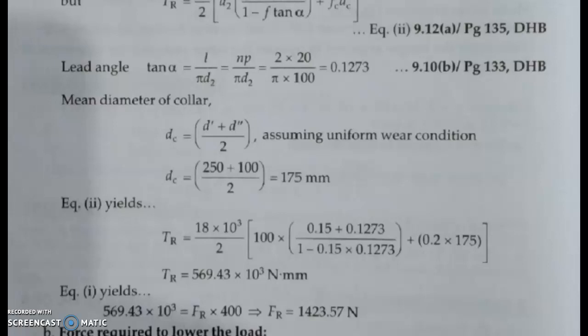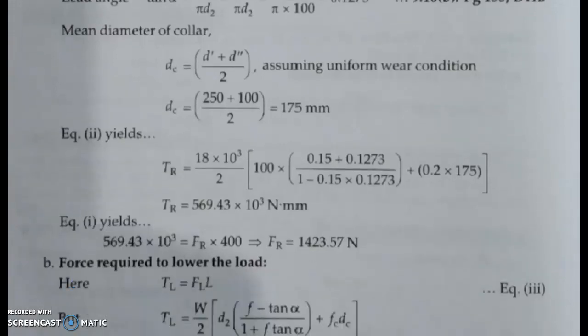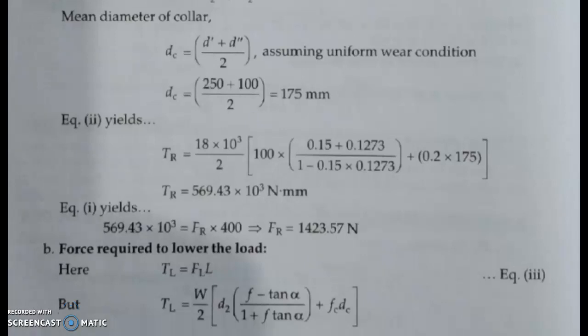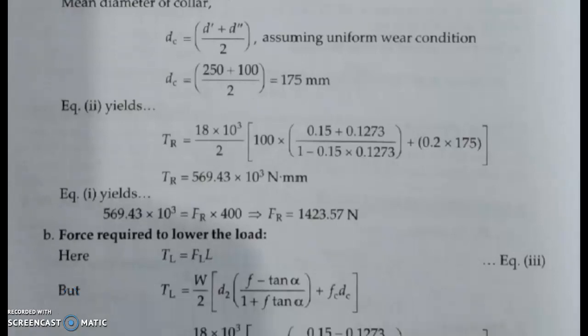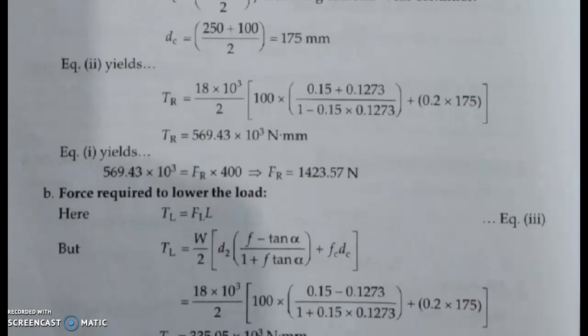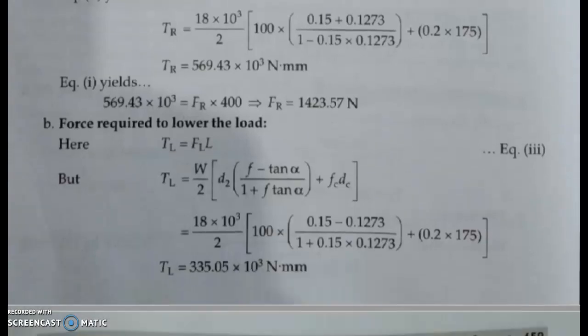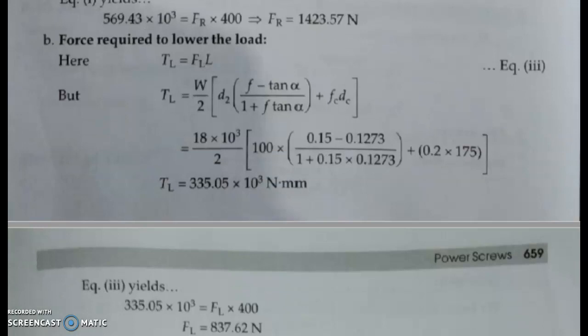If we substitute this value in the previous equation, we will get 569.43 into 10 raised to 3 is equal to Fr into 400. That is equal to 1423.57 Newton. Similarly, we can find FL. The equation changes: TL is equal to W by 2 into D2 into (F minus tan alpha) divided by (1 plus F tan alpha). All data we have already calculated, and if we substitute all these values in the equation, we will get FL is equal to 837.62 Newton. Okay.